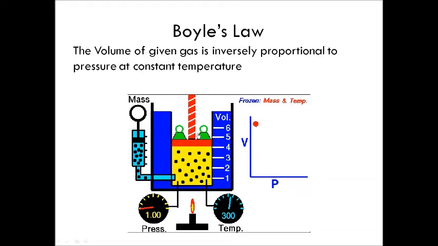So here is the animation. You can see that this is the gas cylinder and this is the volume scale, and these are the meters for pressure and temperature, and this is a graph that shows the relation between volume and pressure. So as the pressure is increased or decreased, you can see how volume is increased or decreased at constant temperature, and the graph shows a concave down curve, which means inverse proportionality.